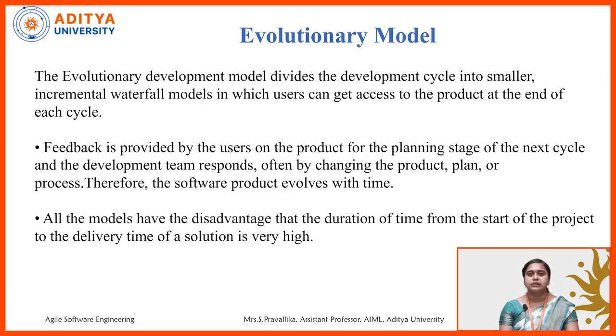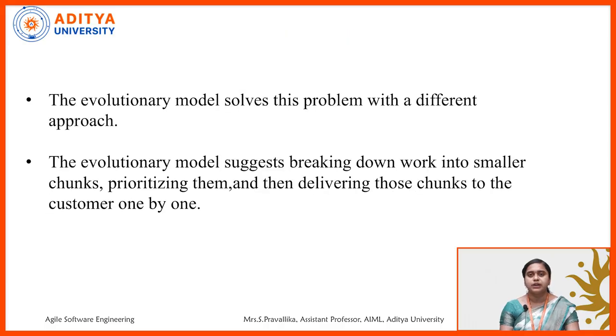Next point, all models have the disadvantage that the duration of time from the start of the project to the delivery of the solution is very high. When comparing with all the software process models, the time from start to delivery of the solution is very high. Once we start, we mention one point of time, but we might not be able to deliver in that particular time. So many models, or else all the models, will have this particular disadvantage. For this problem, the evolutionary model shows a different approach and solves it.